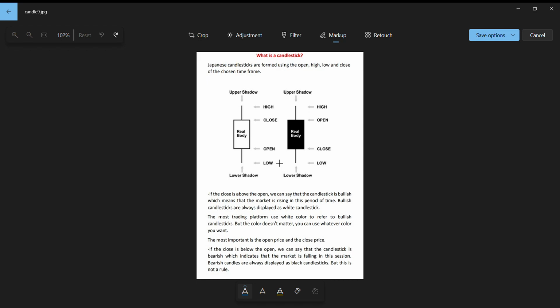All right. So now, this weak line means the low of the market, and this means the highest high of the market. How high the market goes and how low the market goes.